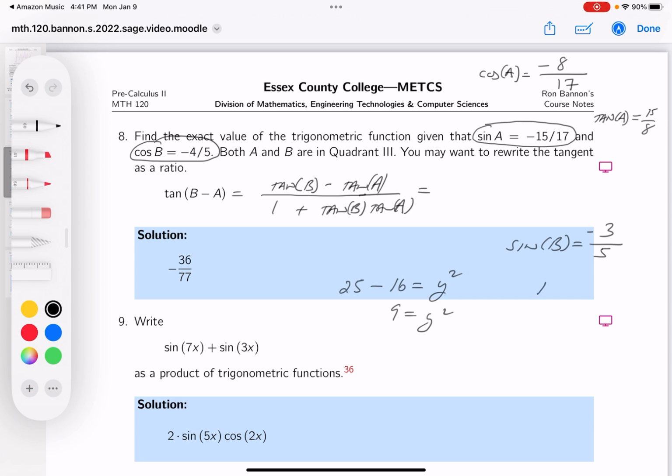So what's the tangent of B? It's sine of B over cosine of B. So that's going to be 3/4. Wow, these are nice numbers, aren't they? Let's write this down. So tangent of B is 3/4 minus the tangent of A, which is 15/8, over 1 plus tangent of B, which is 3/4, times the tan of A, which is 15/8.